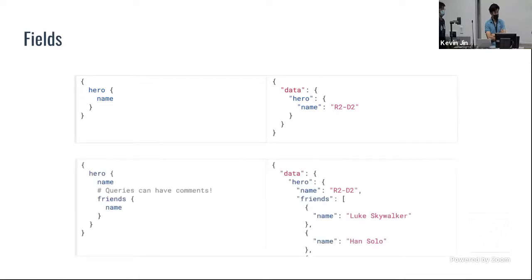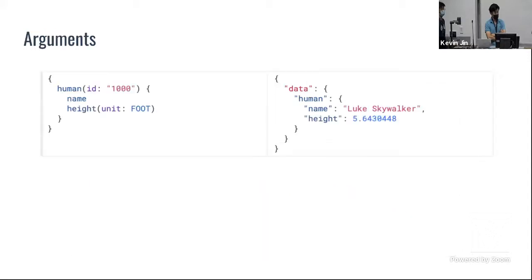On the left side is basically what you would be coding in GraphQL. On the right side is what this query will give back to you, the information that it will give back to you. And let's run through a couple more slides to get a few more examples.